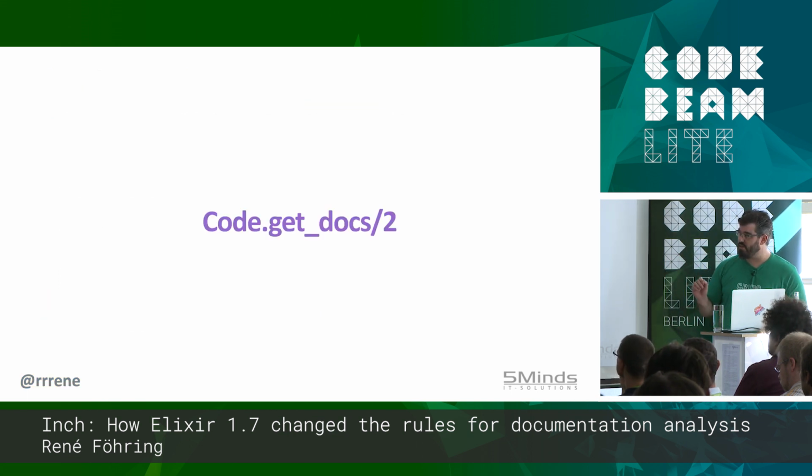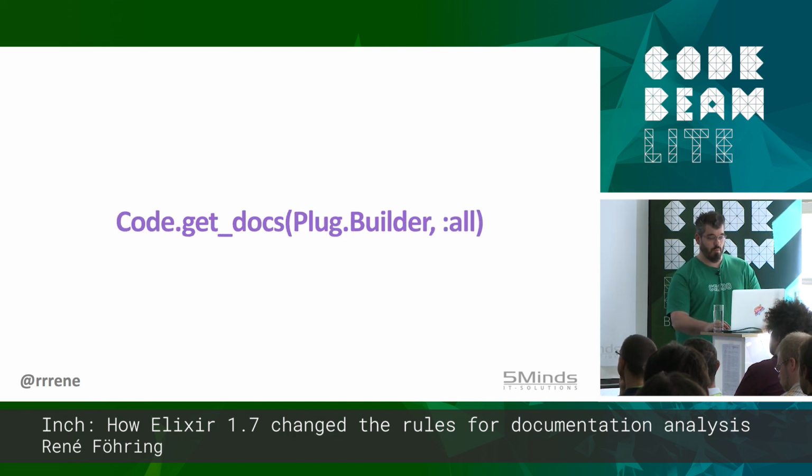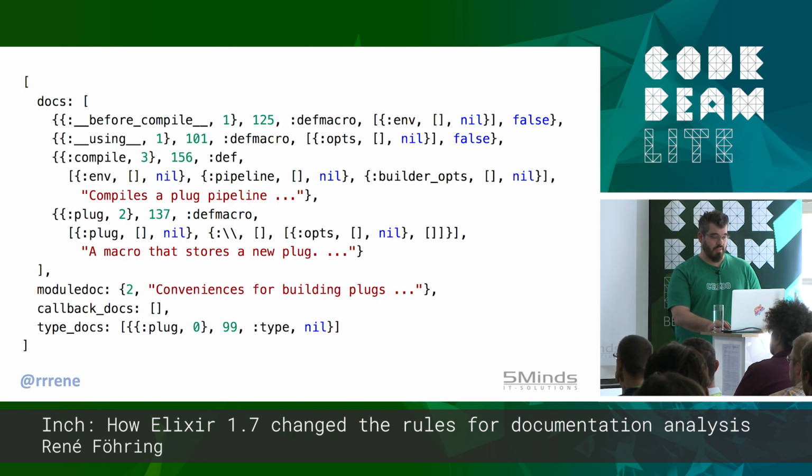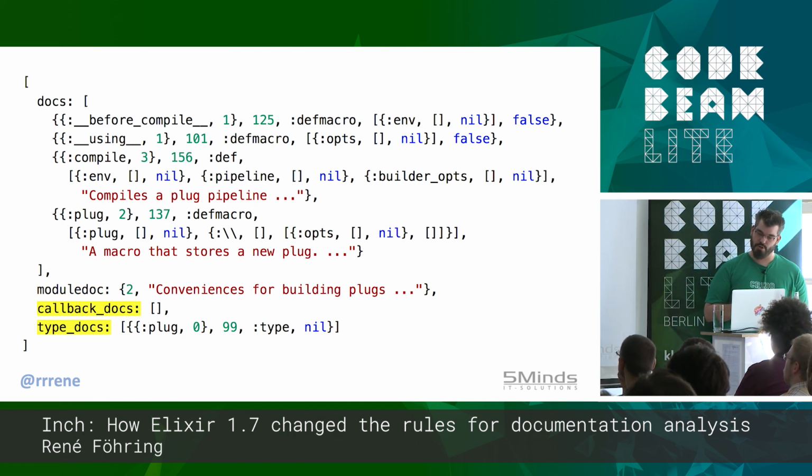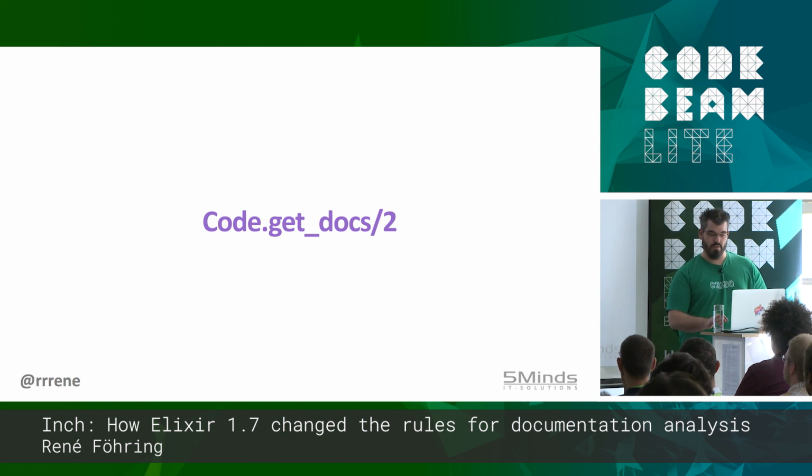Well, fortunately, there's a function for that called getDocs/2 in the Code module, and it works by using the module that you want to get the documentation for, which is Plug.Builder in this example, and the second parameter for all intents and purposes will always be :all. And this is how it works. What you get back, as you can see, is the macro information, the public function definitions, the module documentation, the callback documentation, and the type documentation. And this is how Code.getDocs/2 worked. And if you did not follow that, that's not a problem because it's deprecated.